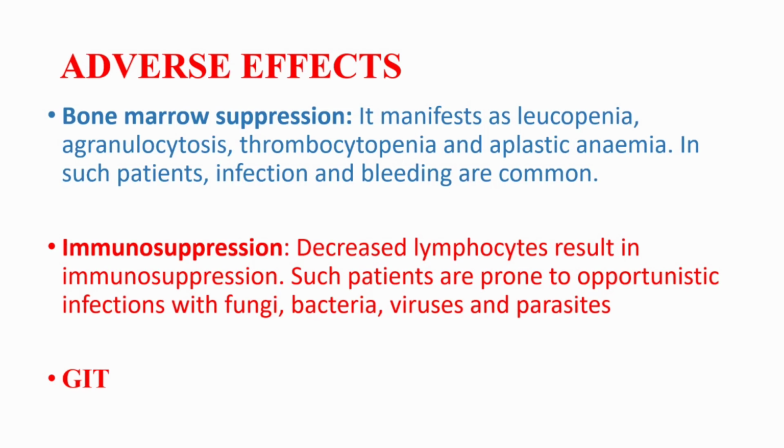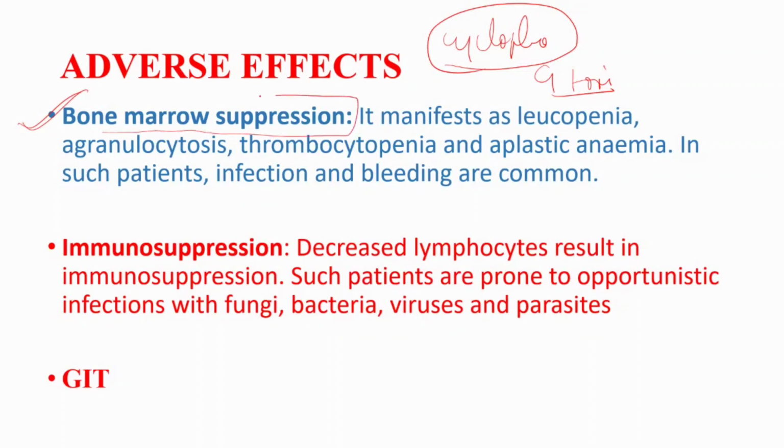Now, if you see the common adverse effects, cyclophosphamide causes major general toxicities. If you see them one by one, cyclophosphamide causes bone marrow suppression. Bone marrow suppression is a very, very important adverse effect caused by most of the alkylating agents. When bone marrow is suppressed, it causes leukopenia, where leukocytes will be decreased, agranulocytosis, thrombocytopenia, and aplastic anemia. Very, very important.